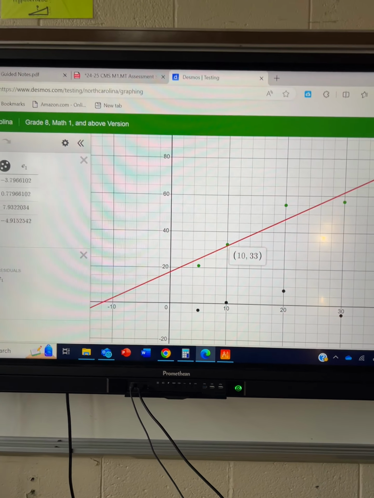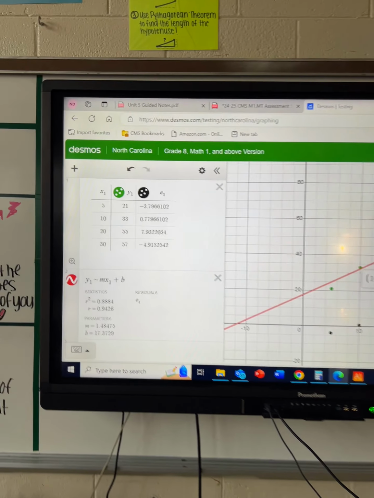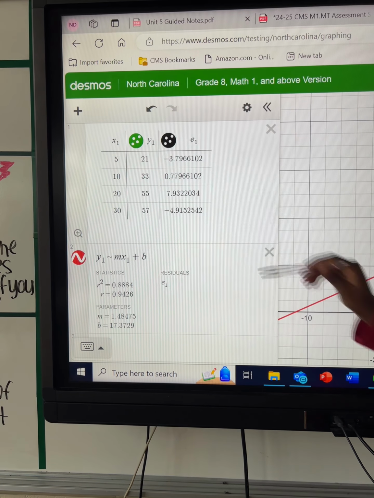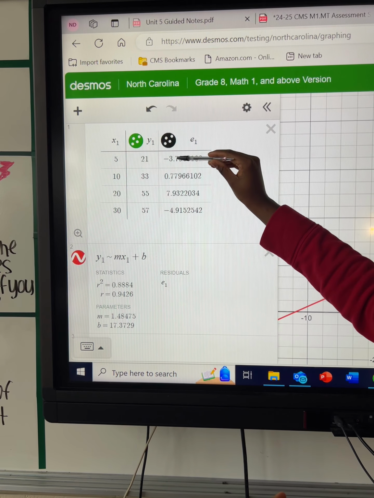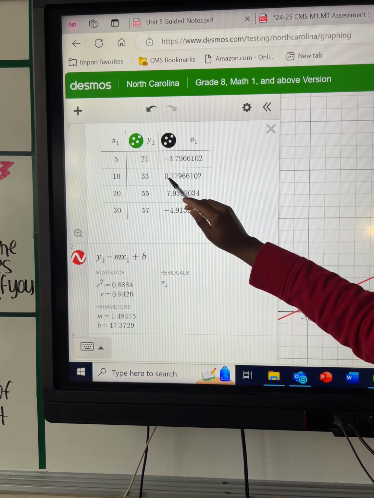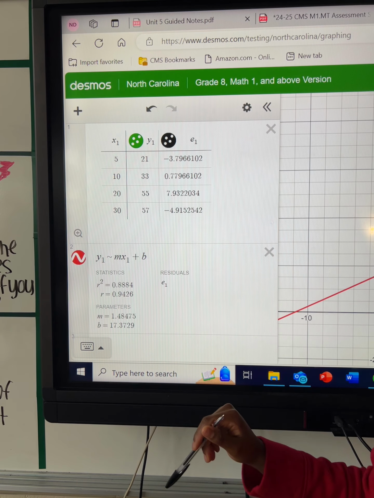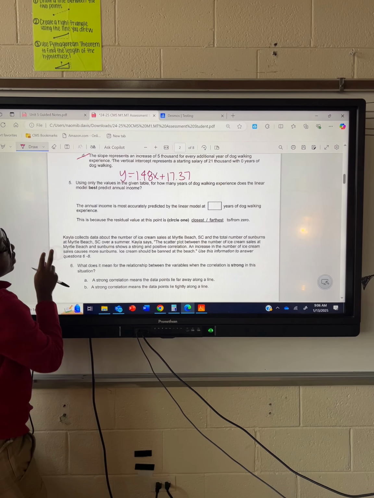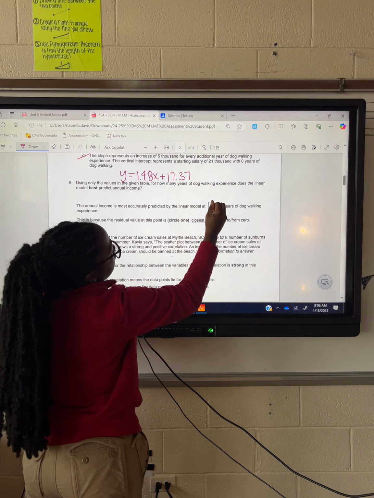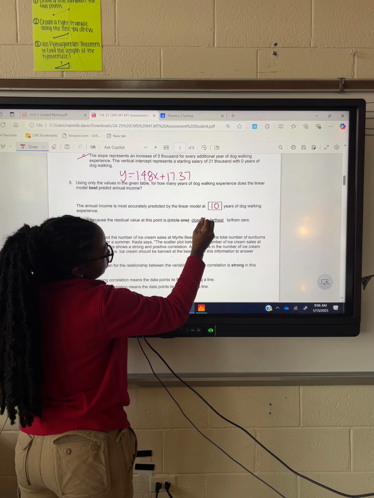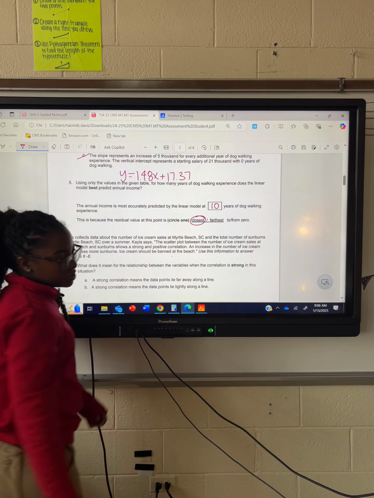And I can look at that using my residuals right here. Okay. So I can see that over here as well, because all of my residuals are pretty far from the line except 10. 10 is the closest one to the line because it has the smallest residual. Okay. So it's more accurately predicted at 10 years of dog walking experience and it's closest to 0.